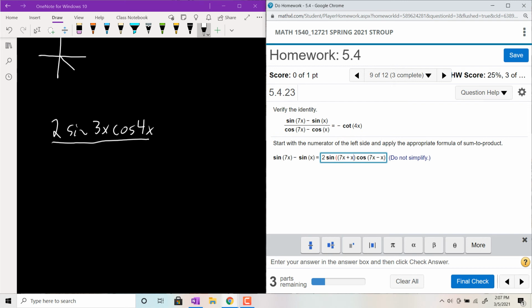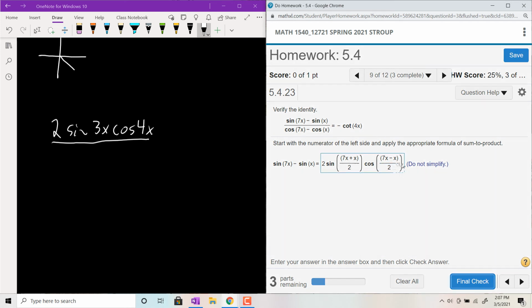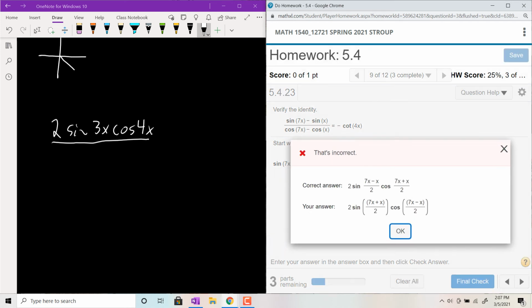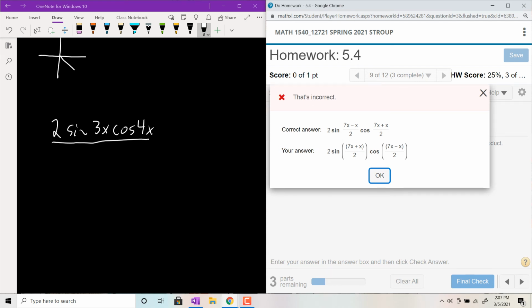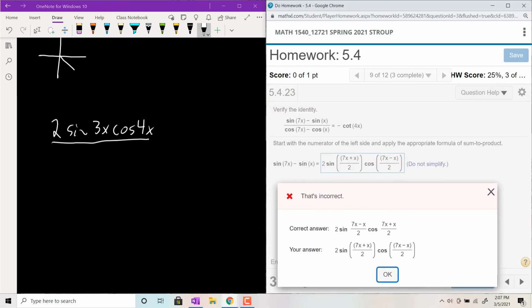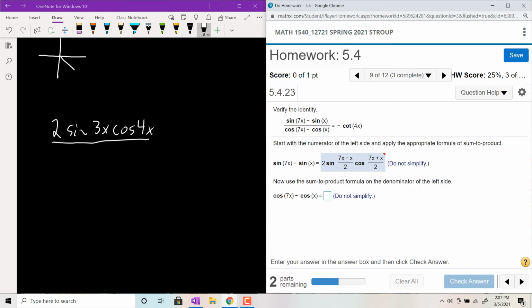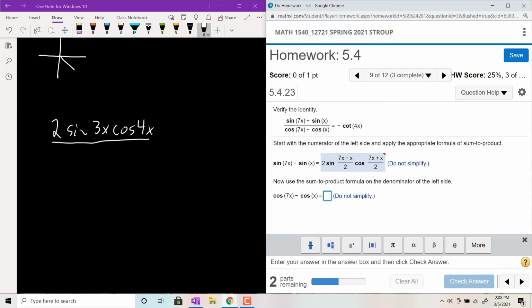I'm going to put all this in parentheses and divide by 2. All this in parentheses, divide by 2. Oh, this is really turning into a nightmare. Oh, I got the signs wrong. Oops. The first one is minus, the second one is plus. Okay, well, that's a sad state of affairs.